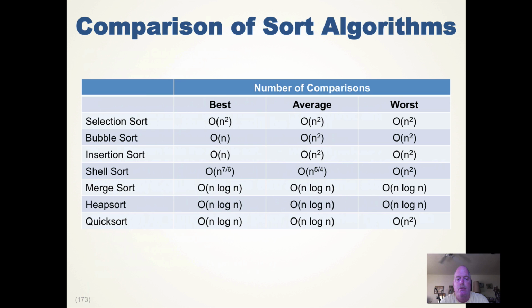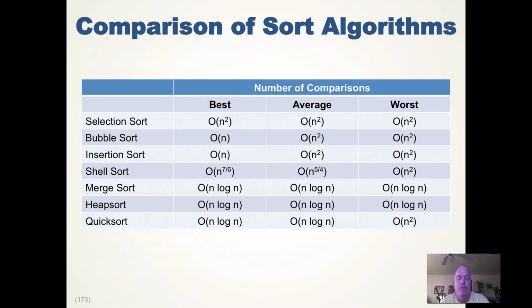Our merge sort, n log n all the way across. The one caveat is you have to remember that we have to allocate more storage for the merge sort. Heap sort is big O of n log n, slightly slower than the merge sort because you do the reheaping twice, but you can do it in place. So that's a very nice sort.